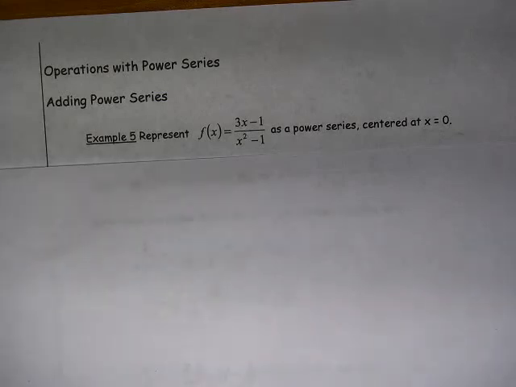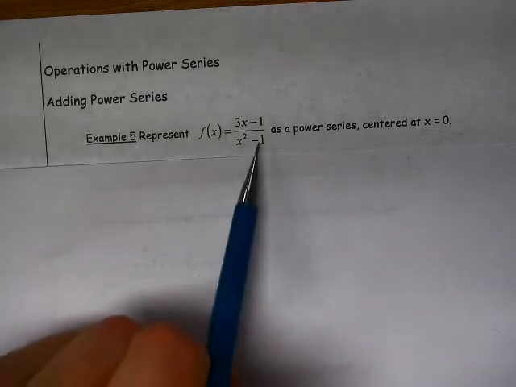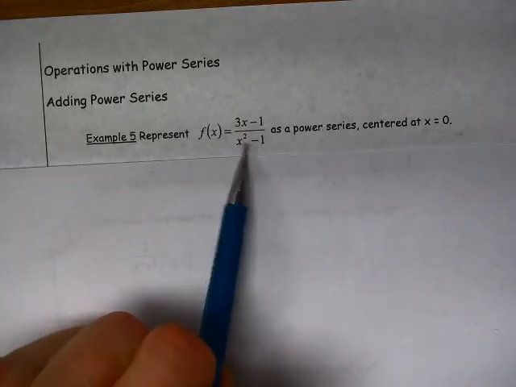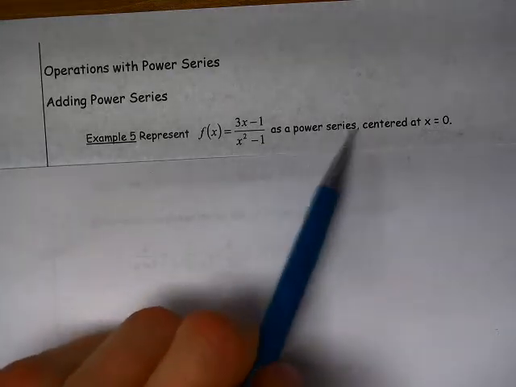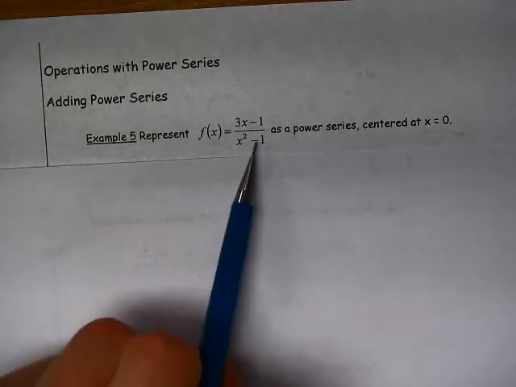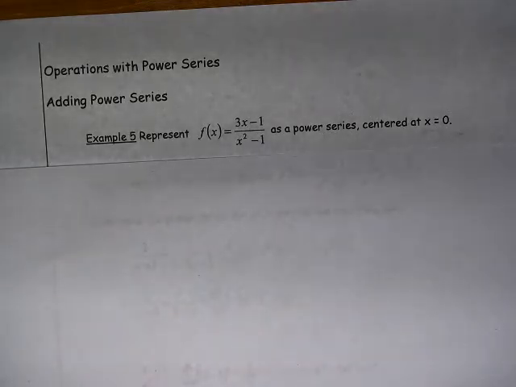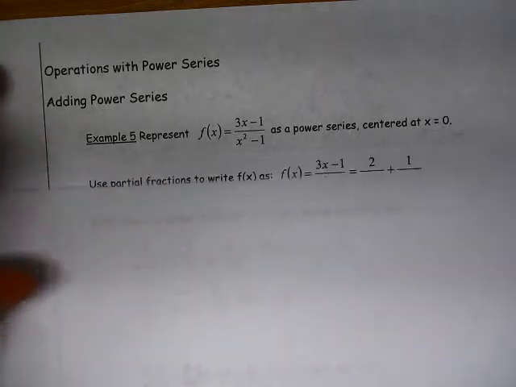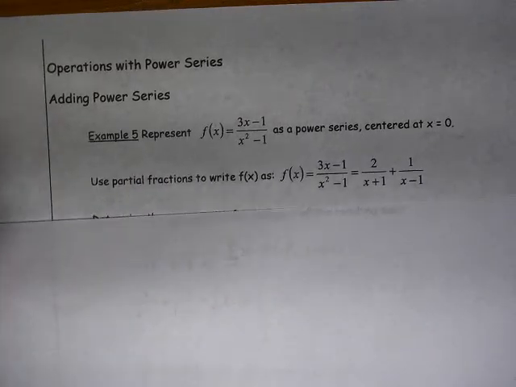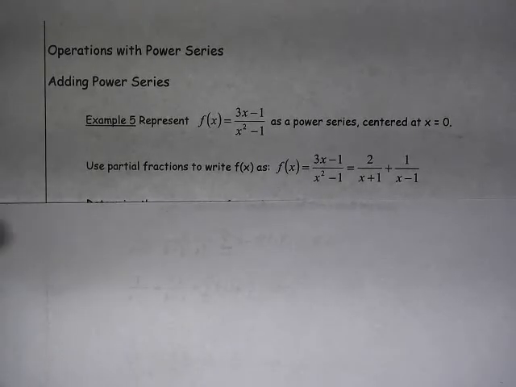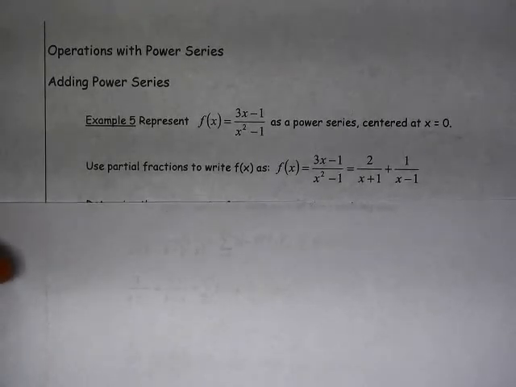Our next two examples are going to deal with slightly more complicated functions. So in this function you can see f of x is (3x minus 1) over (x squared minus 1). We want to write this as a power series centered at x equals 0. Notice that this is a quadratic denominator, and really to write them in terms of power series we want them to be linear denominators. So I'm going to use partial fractions to write this function as the sum of two rational expressions with linear denominators.